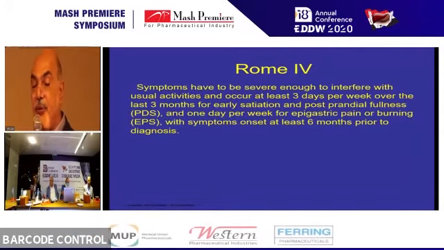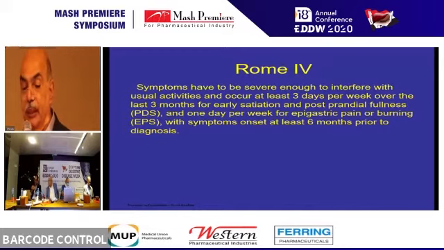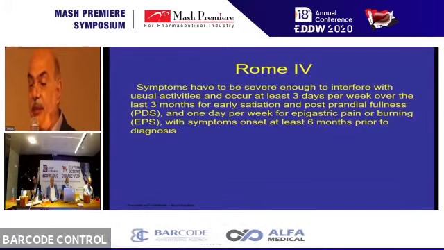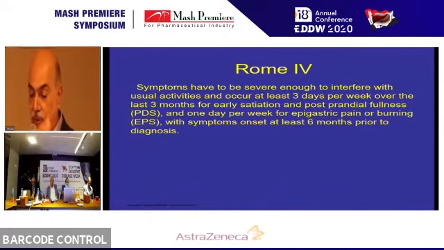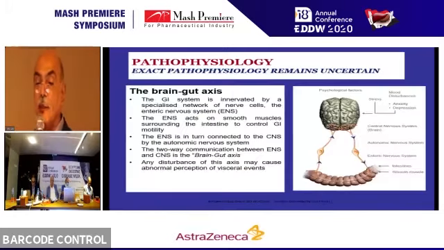This is for the early satiation and postprandial fullness, which means the postprandial distress syndrome. And for 1 day per week for the epigastric pain or burning, which is the epigastric pain syndrome. The symptom onset must be at least 6 months prior to the diagnosis. And they claim that it is an interruption in the brain-gut axis.